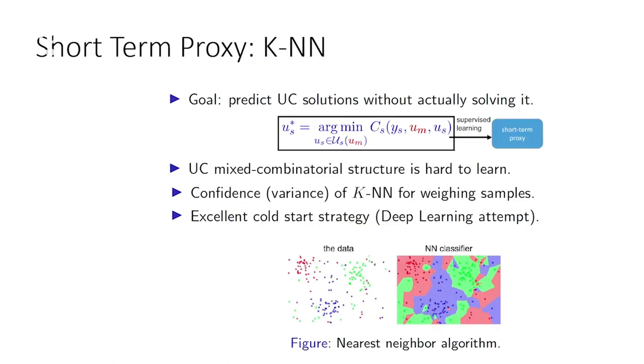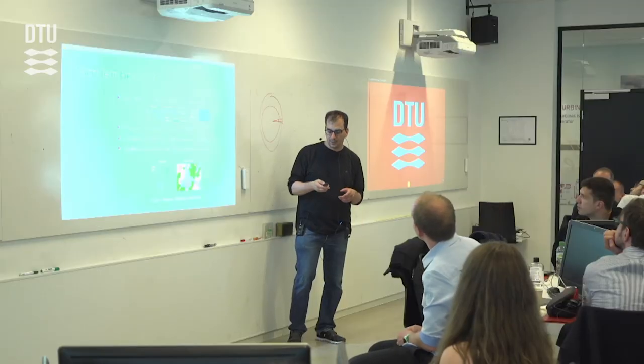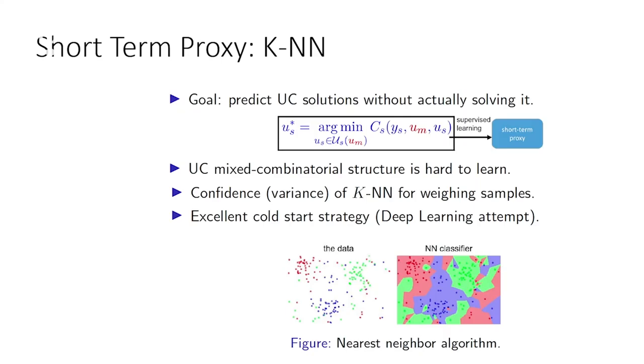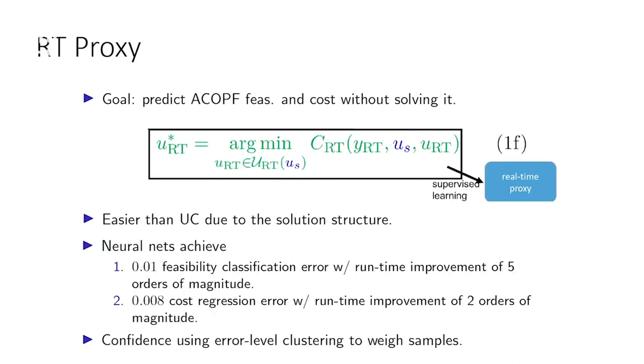Okay, for the short-term proxy we use KNN after some 2D mapping. It more or less looks like that. You can get confidence in that, and you can think about it also as a cold start for deep learning attempts. Basically, the idea is that KNN is good enough to solve the short-term problem. And remember that we can simulate. It's not that we're not allowed to simulate. We just don't want to simulate a million times. We're happy with simulating just 100,000 times, and for the remaining 900,000 times, machine learning is going to do the work for us.